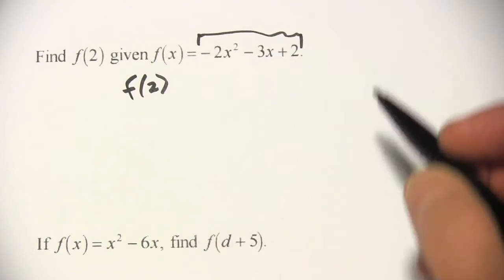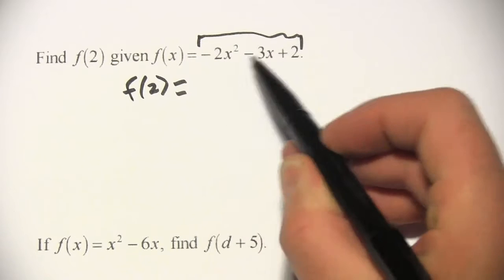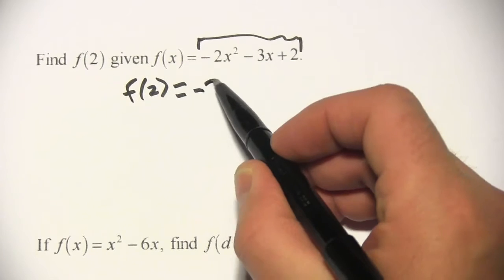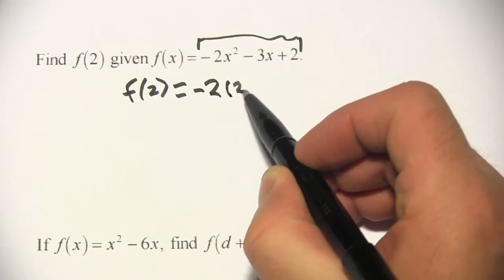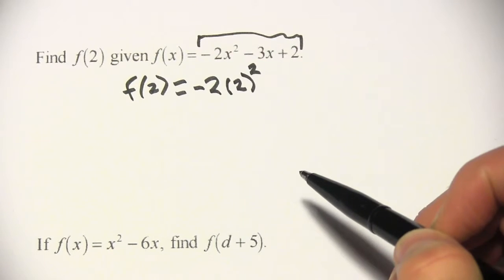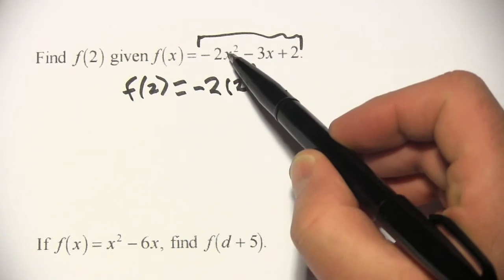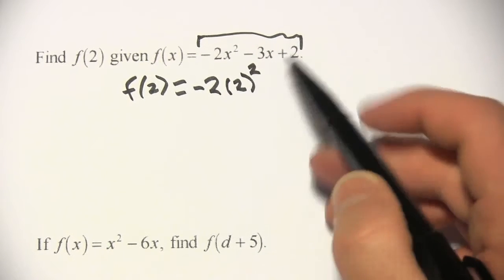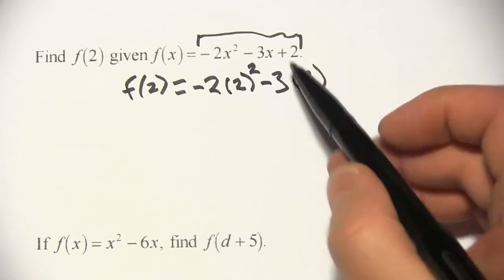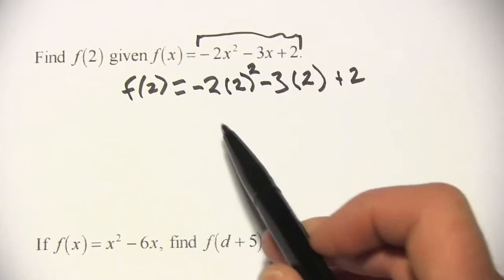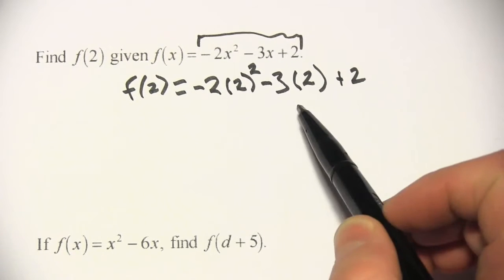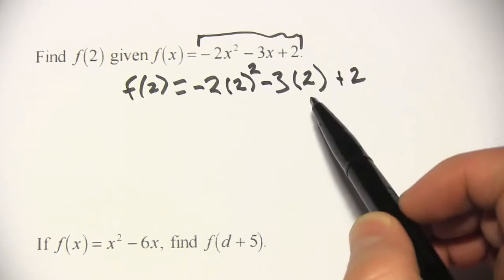F of 2 in this case is, well, we'll copy out this function, just replacing x with 2. So first I have a negative 2, and then I have my x. I'm going to put the 2 in parentheses there, and then that x gets squared. So I've got to square that 2. So all I've done is put in 2 in place of that x right there. Next we've got a negative 3 times x, so I've got to put a 2 in there, and then we have a plus 2. So there's the whole function with 2 in those places instead of x. Now we calculate.